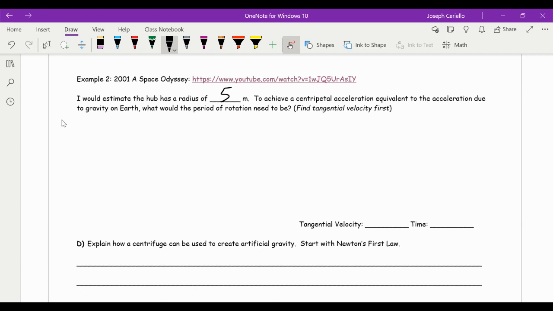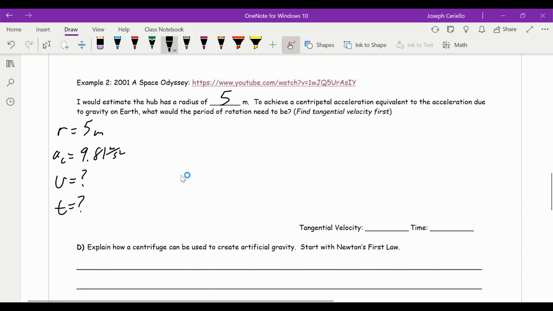So you have two givens here. You have r is 5 meters, and you have AC has to be that of Earth, so 9.81 meters per second squared. So the first thing I want you to find is V, and then think about how you can find the period, the time to go around once. All right, so make sure you do that on your own. I'm not going to do that here for you. All right, so find V using AC equals V squared over R, then use the method, the 2 pi R over T, to find V.